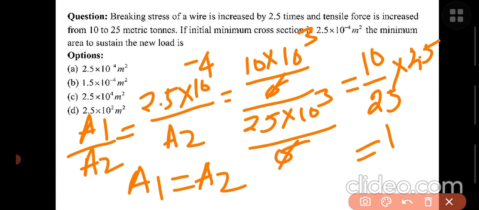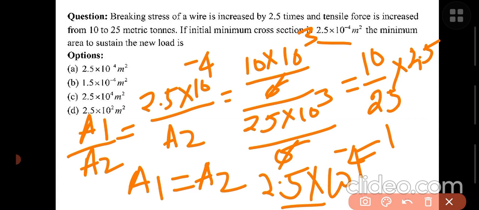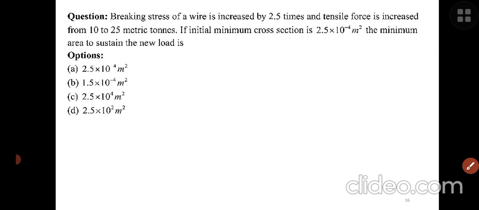Our answer is, if A1 is 2.5 into 10 to the power minus 4 meter square, A2 will also be 2.5 into 10 to the power minus 4. So our answer is 2.5 into 10 to the power minus 4. That is the answer. I hope this problem is clear to you. Let's move on to the next problem.